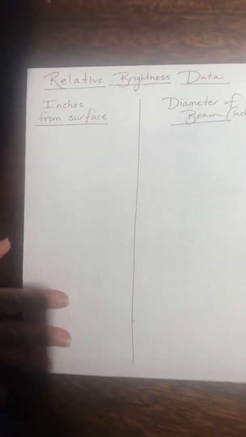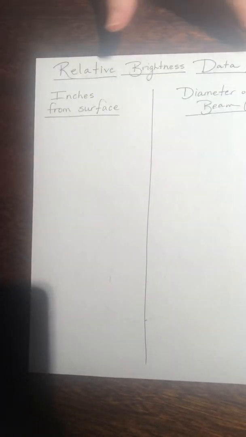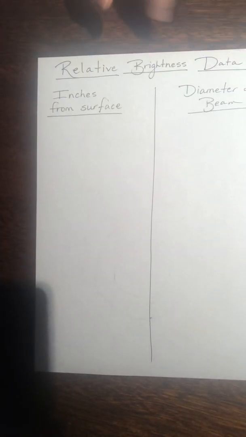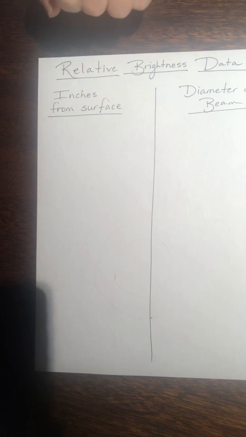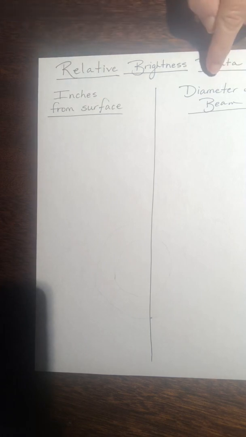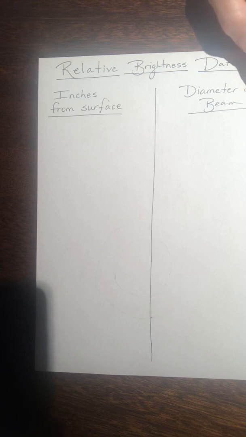Now, the other thing that you're going to need to take a moment to do is make just a quick sketch of a chart for yourself. And I'm going to put this under my video camera here, and I'm going to tilt it down like this so that you can see it. So you'll see here that I've put a title up at the top, and it just says relative brightness data. On the left-hand column, you're going to put a heading that says inches from the surface, and the right-hand column is going to say diameter of the beam, and it's going to be measured in inches today.